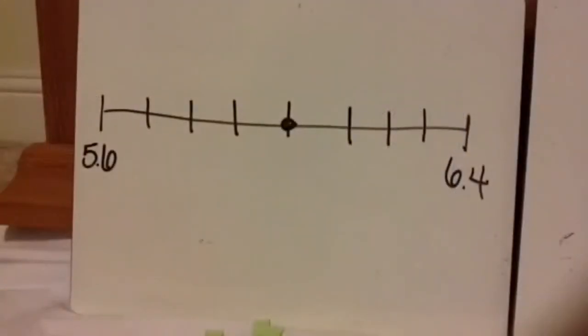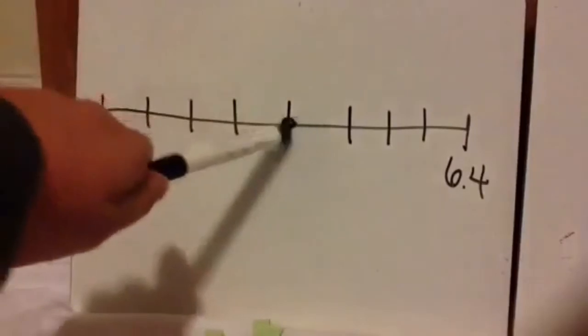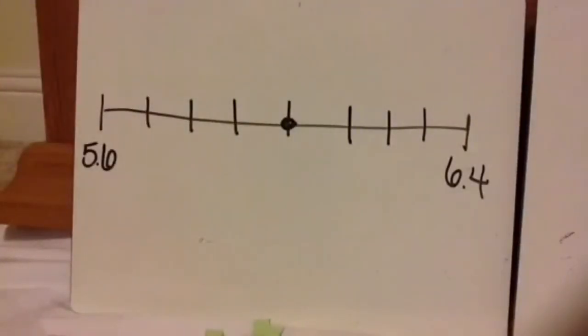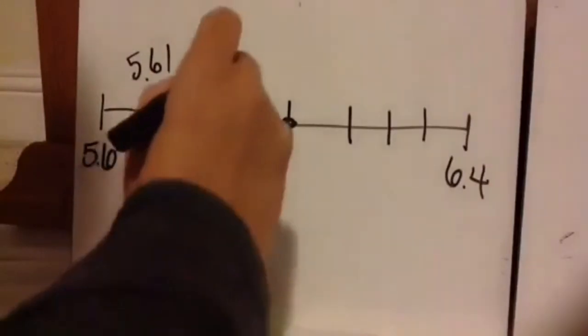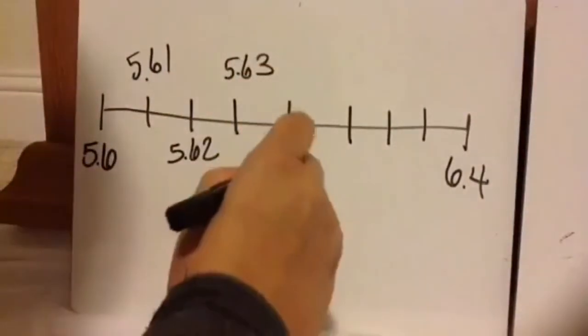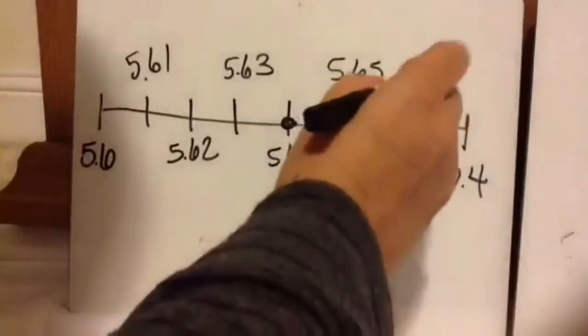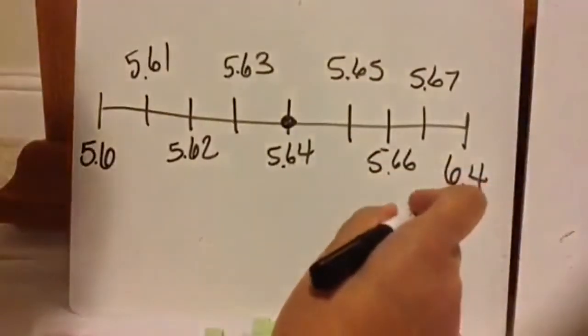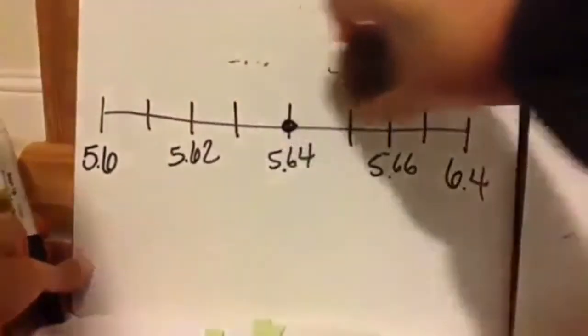Okay, so I'm going to do one more example, and then you're going to do some questions on your own. So here's one where it starts at 5 and 6 tenths and ends at 6 and 4 tenths. And I'm asked to find what that could be. So my first instinct would be to maybe try this. 5 and 61 hundredths, 5 and 62 hundredths, 5 and 63 hundredths, 5 and 64 hundredths, 5 and 65 hundredths, 5 and 66 hundredths, 5 and 67 hundredths. But look, this is supposed to be 5 and 68 hundredths, and it doesn't work, which means going to the hundredths is not a good idea.